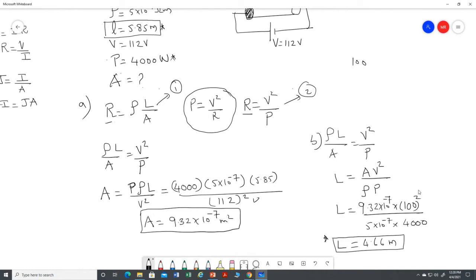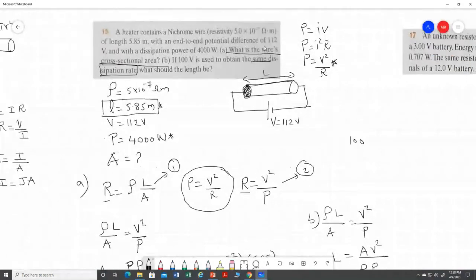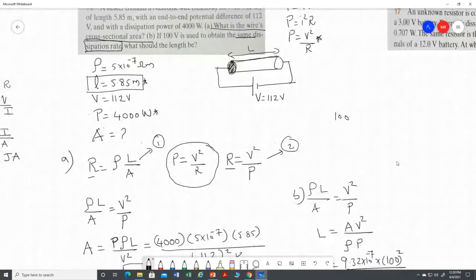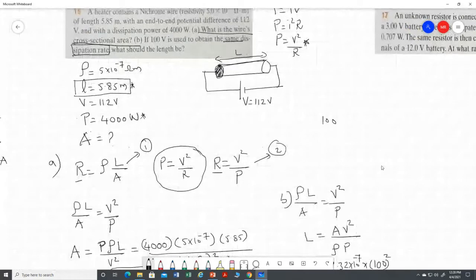Yes, the area that we found in the first part. Yes, because according to the question, you are using the same wire. You can just read the question very carefully. You are using the same wire, so the cross section of the wire will not change for each and every question. Am I right? It will be the same for the first part and the second part. Yes, yes. Clear?